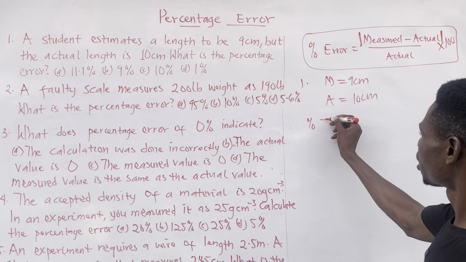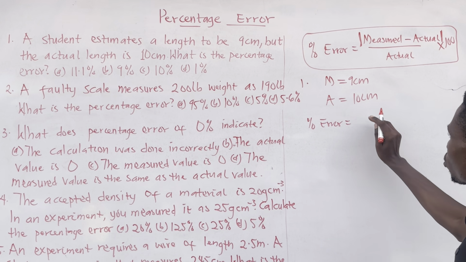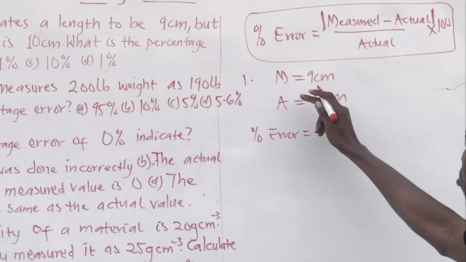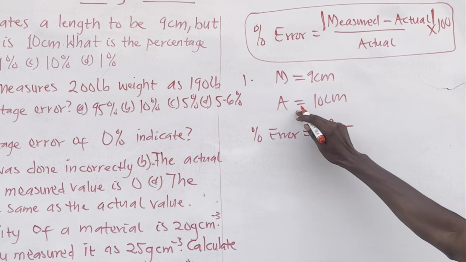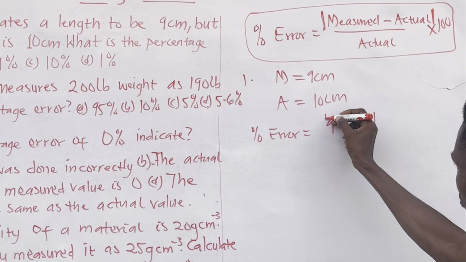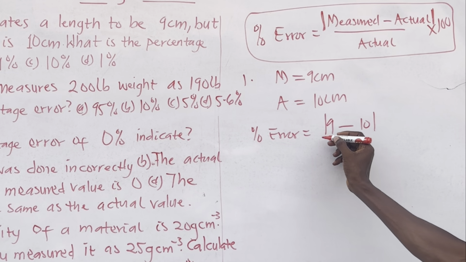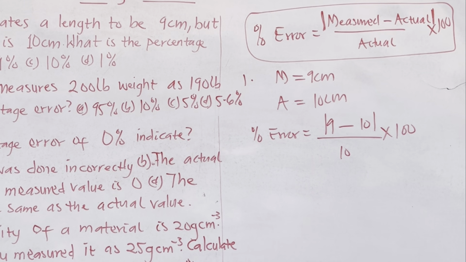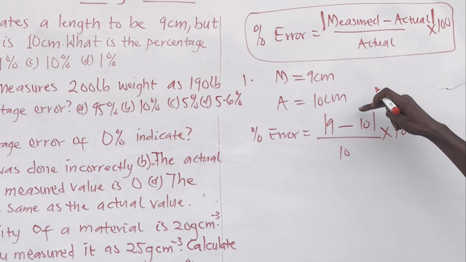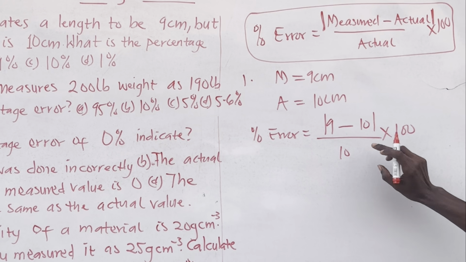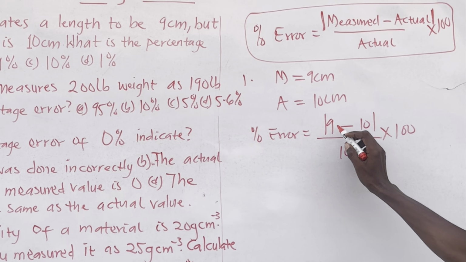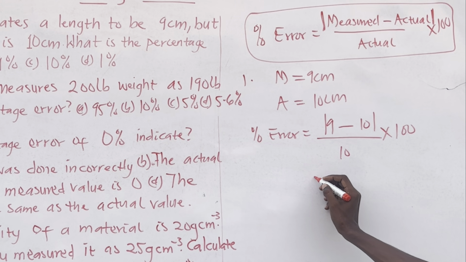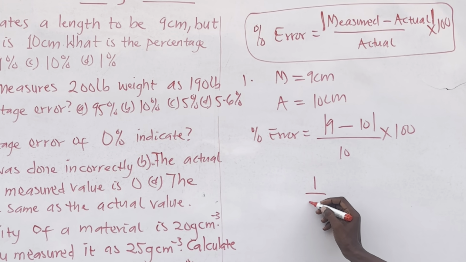So percentage error equals to what? Measured, 9, minus actual, 10, the absolute value, so the negative wouldn't count, over the actual value, which is 10, times 100. So measured minus actual over actual times 100. So 9 minus 10 is minus 1. The absolute value of minus 1 is 1. So we have 1 over 10.